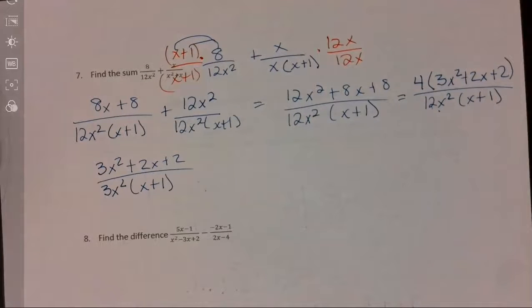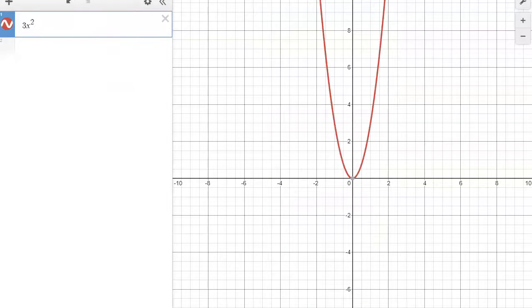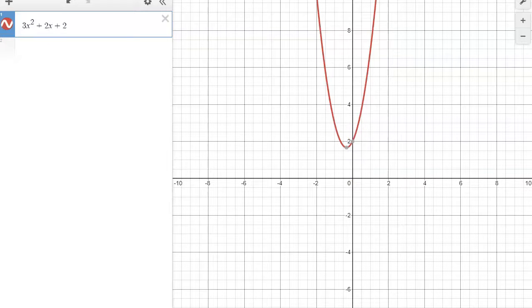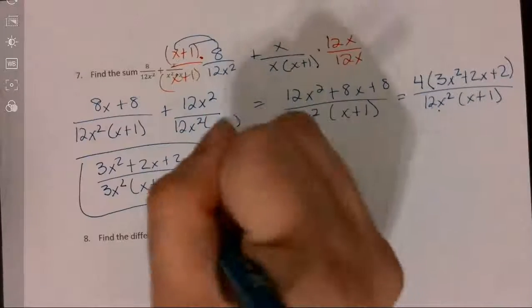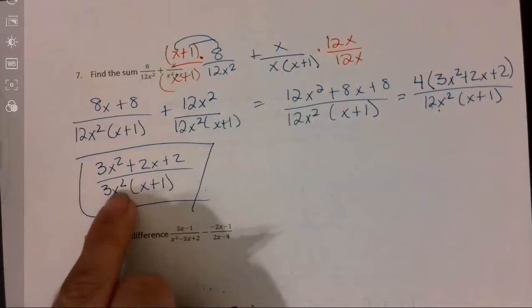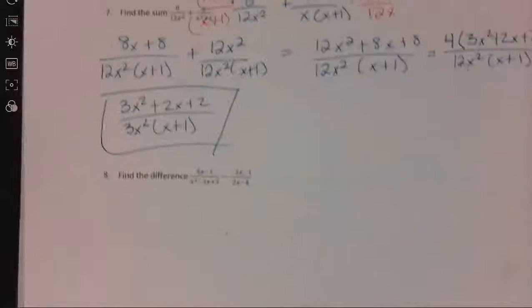I need to check to make sure that my numerator doesn't factor, so I'm going to go back to Desmos, and I'm going to type it in. I have 3x squared plus 2x plus 2. Doesn't cross the x-axis, so it doesn't factor. So that is my final answer. Note, I cannot cancel these out because the top one has addition and the bottom one has multiplication. If they were both multiplication, then I could.